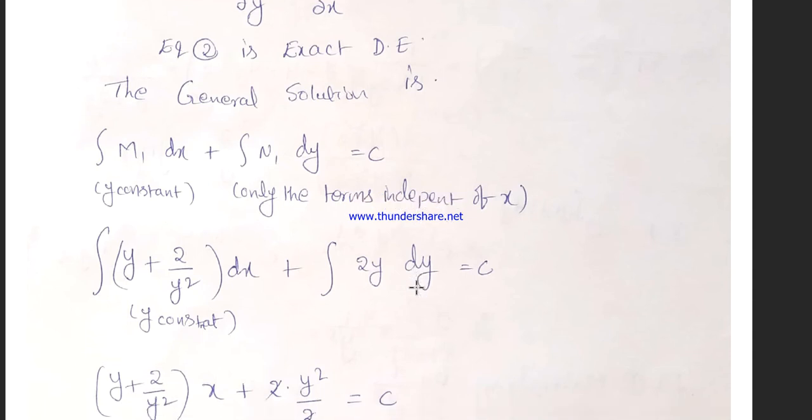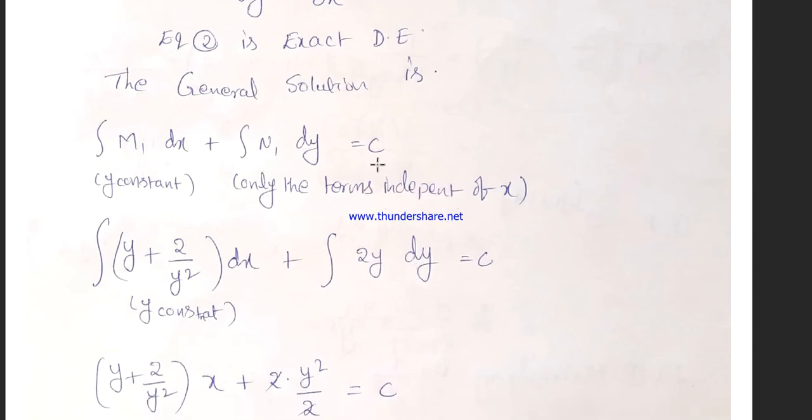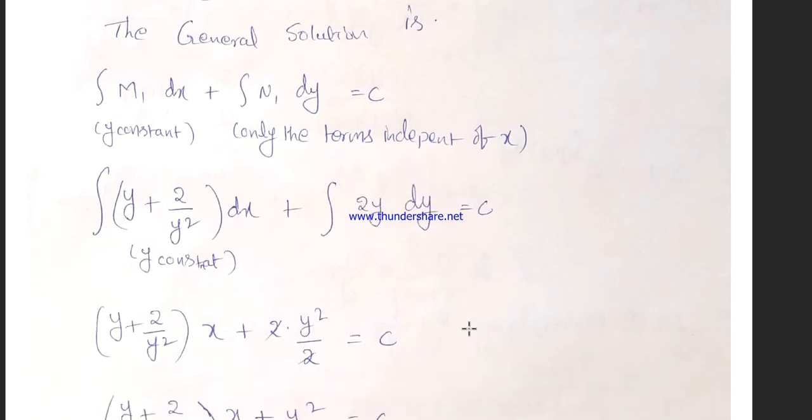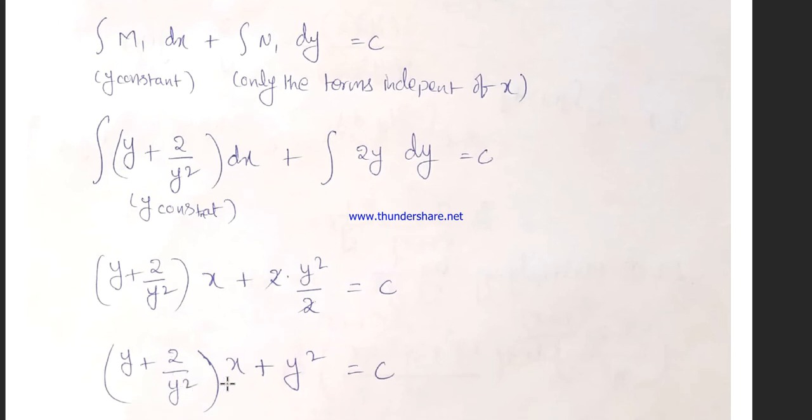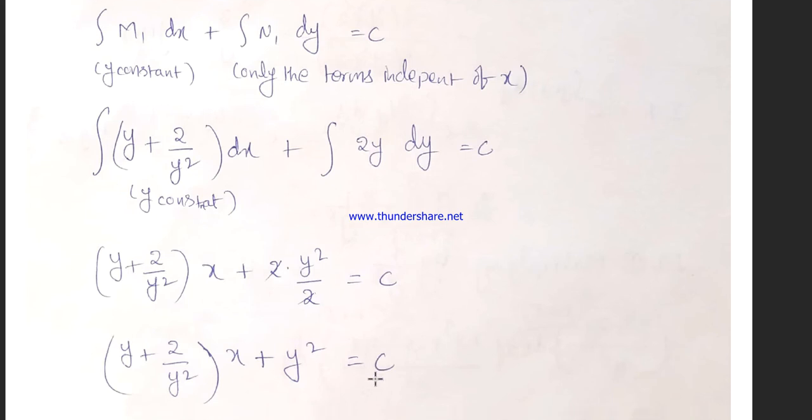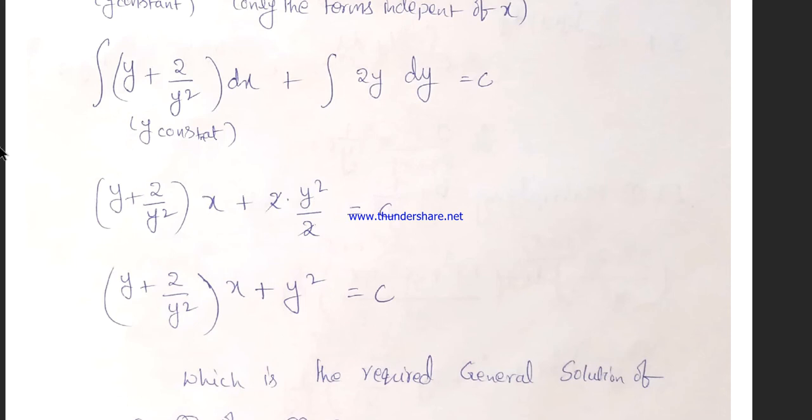Then the general solution is integral M1 dx plus integral N1 dy equal to c. In M1, y is constant; in N1, only the terms independent of x you have to consider. So integral of (y plus 2 by y square) dx, with y constant, plus the integral of only the one term independent of x, that is 2y dy, equal to c. Here y plus 2 by y square is a constant term because y terms are considered constant and 2 is also constant. Integral dx is x, plus 2 into the integration of y, which is y square by 2; the 2 cancels, equal to c. Now our solution is (y plus 2 by y square) into x plus y square is equal to c. This is the required general solution of equation 2, of equation 1.